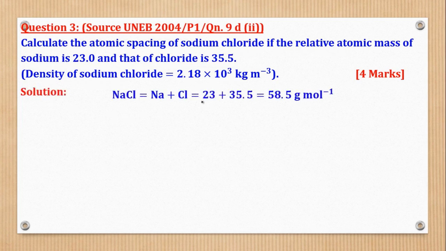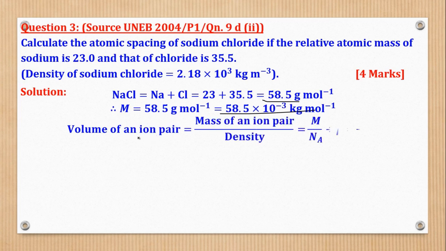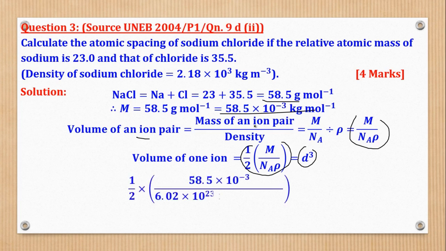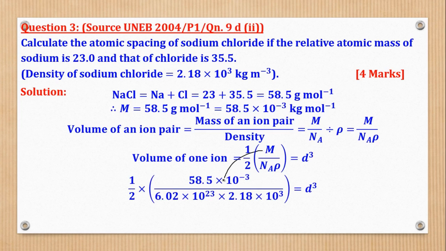So you come and say for sodium chloride, the molar mass is that, but you convert to kilograms per mole. Therefore, you shall quote the formula. Volume of an ion pair is that, and for one ion it is half, and it is equal to d cubed. So when I substitute for capital M, Na, and density, my aim is to get the value of d. Therefore, d cubed is equal to this one. I use a calculator, cube root both sides to come up with the value of d which they wanted.